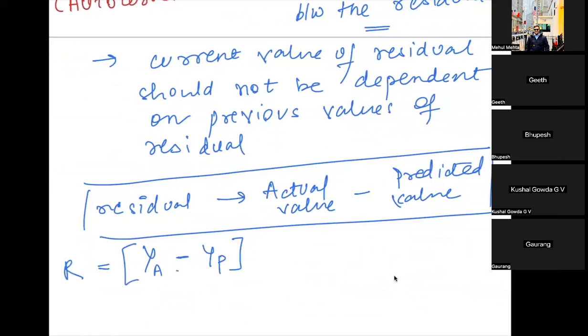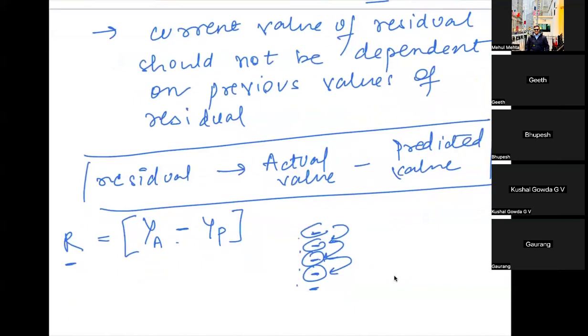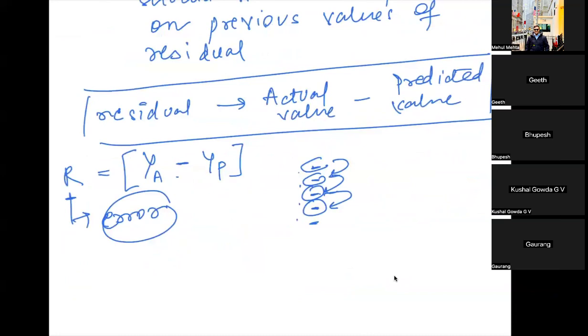So what I'm saying here is the current value of residual, let's say we have certain values of residuals here. This value should not impact the next value, and this value should not impact this value. So what will happen if this gets impacted? Residual is nothing but your error in your model. So if these are related, this error will impact this error, which will impact this error, which will impact this error.